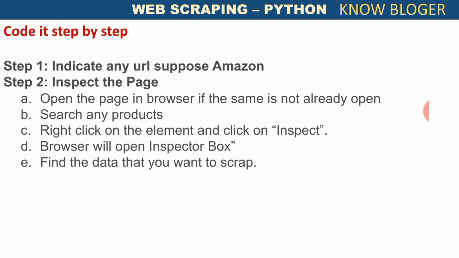So now I already opened the browser, I already opened the page, I searched the product, I right-clicked on the particular product element, and I chose the inspect option. After clicking on the inspect option, the browser already opened the inspector box, and in the inspector box I already found the particular product in the source code.